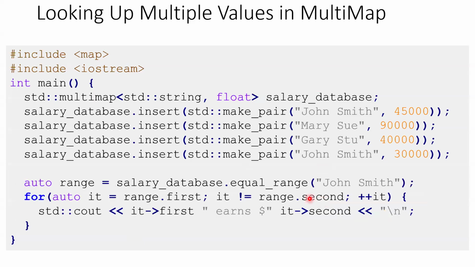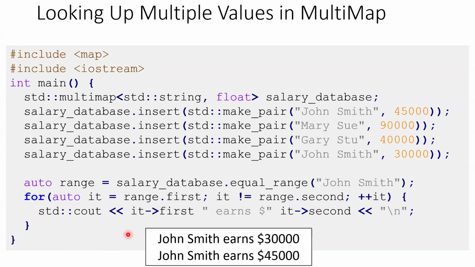So our new for loop will look like this. We have the range, that's a pair of iterators returned by equal_range. We start from range.first. We stop when we see range.second. And we increment the iterator. And we can output all entries within the range, like this.